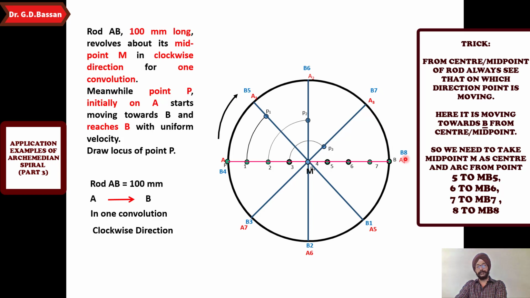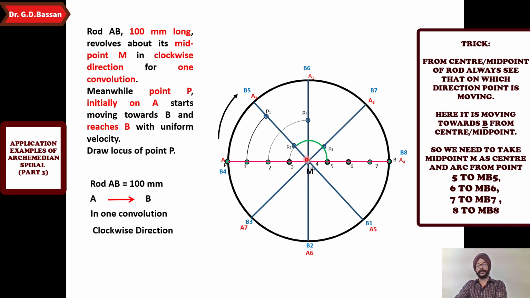Okay, so this is very essential, otherwise you will be confused about which side we are going. So here from midpoint we check in which direction it is moving. As the point is moving towards the B side, we have to take the point on the B5 rod position. Okay, so from 5, draw an arc to MB5 and we are getting P5.